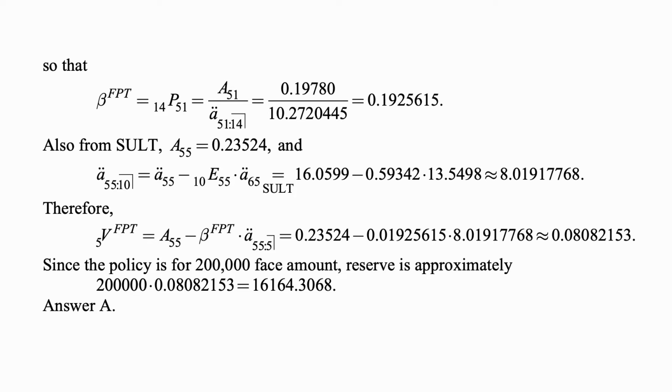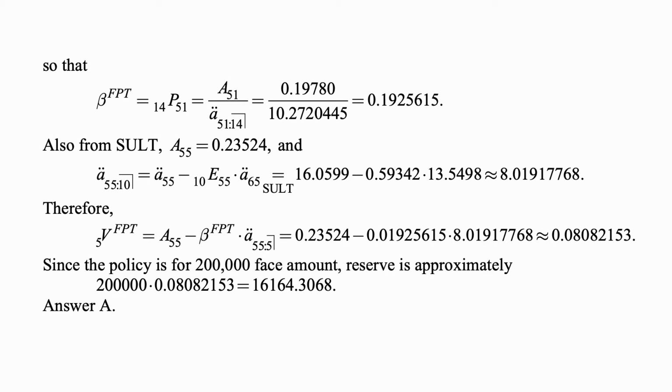And that lets us calculate beta FPT to be 0.1925615. Also from the table, A55 is 0.23524, and A55 angle 10 is equal to A55 minus 10E55 times A65. All those are in the table. We plug them in, and we get approximately 8.01917768, and the reserve is A55 minus beta FPT times A55 angle 5.